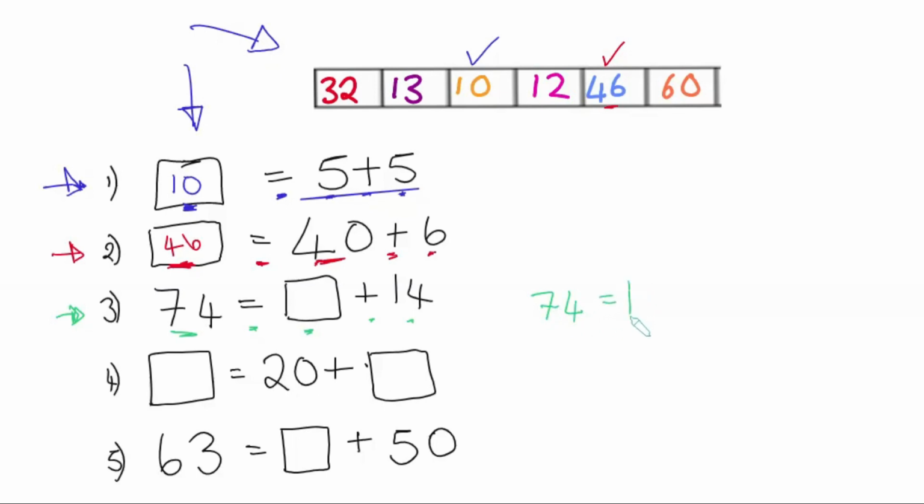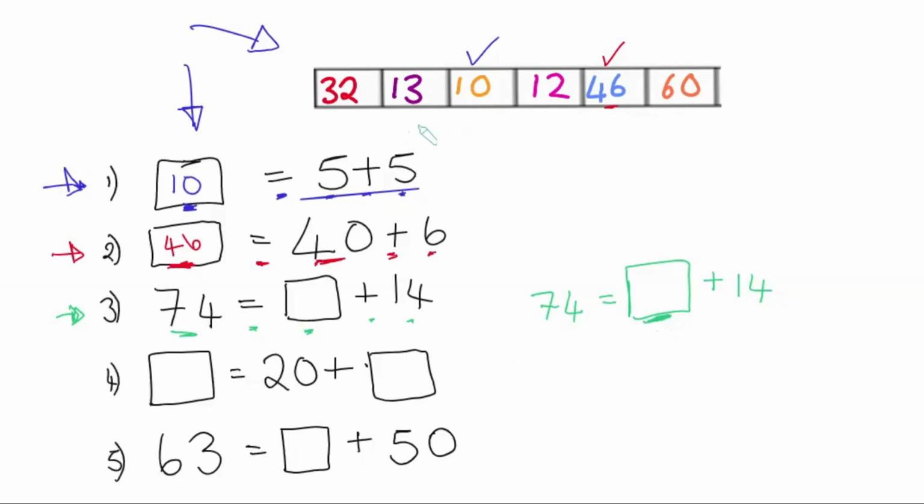74 is the same as something plus 14. There we go. For this one, we have to be able to use our tens and our ones, and we need to work out what this missing gap could be.